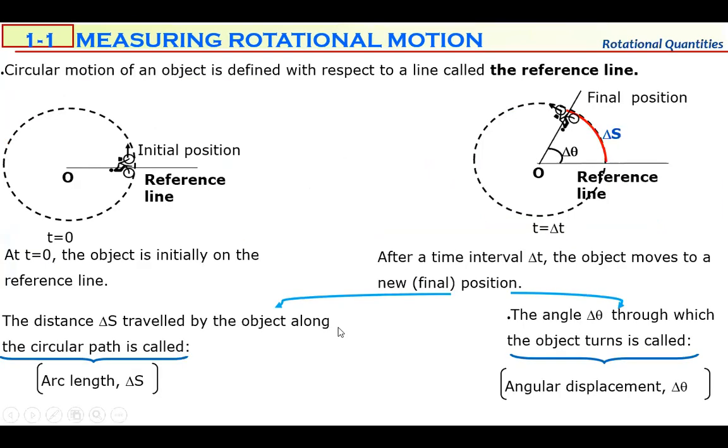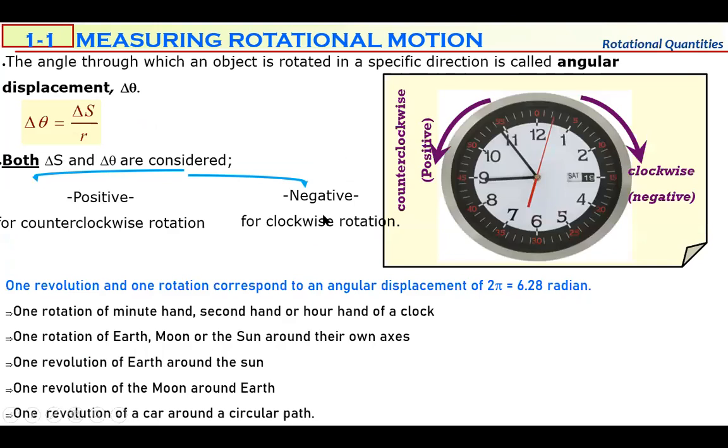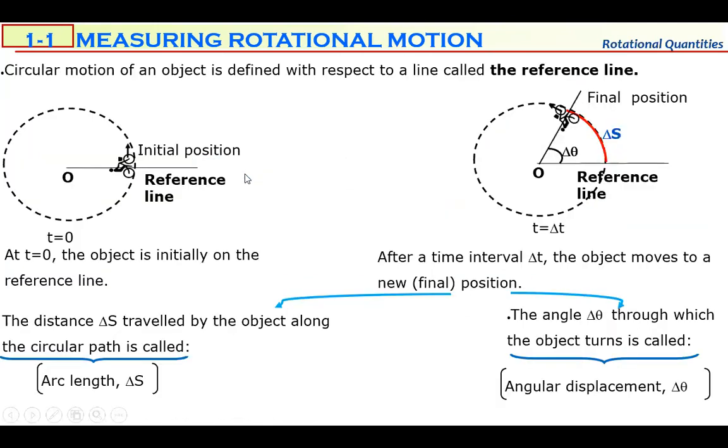And then we will start defining the motion. Remember, in physics, we define the motion with respect to a point, which is known as the reference point. But in circular motion, you are going to define the motion of an object with respect to a reference line. For example, here is a bicycle. Initially, the bicycle is at zero distance, or zero angle, from this reference line.